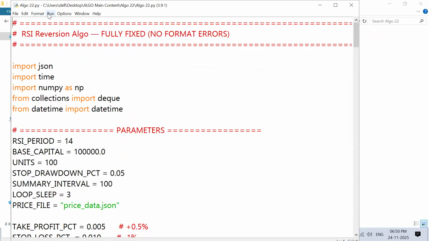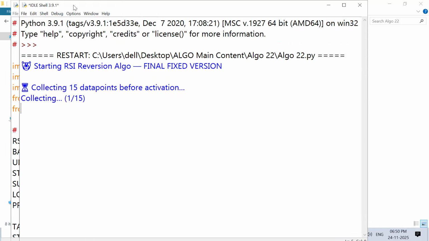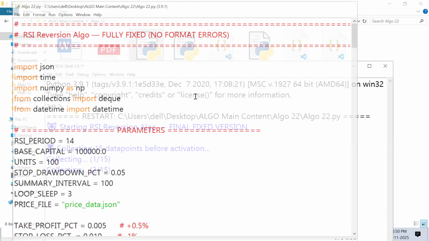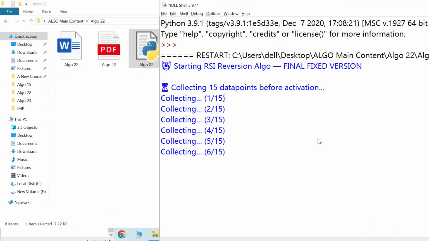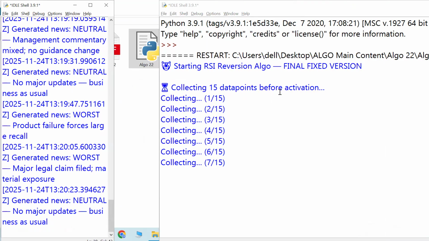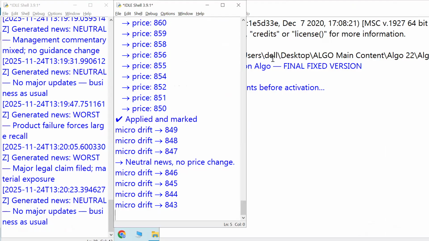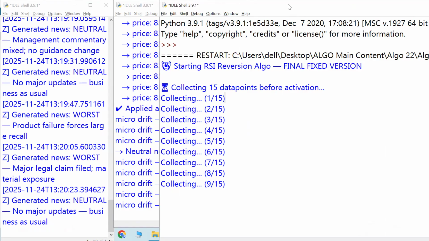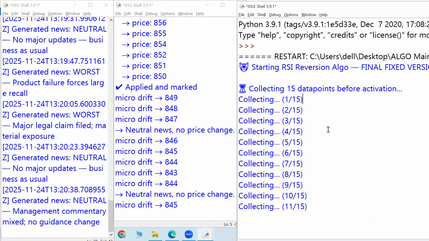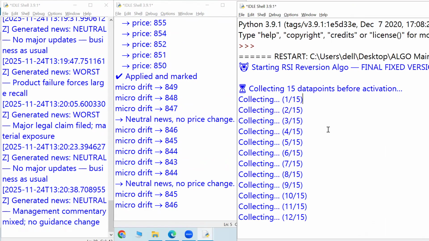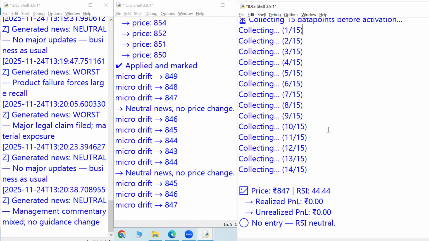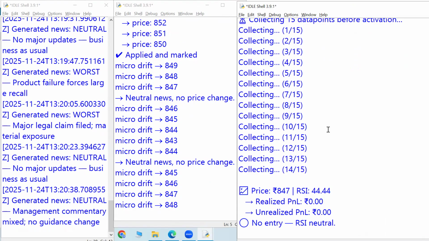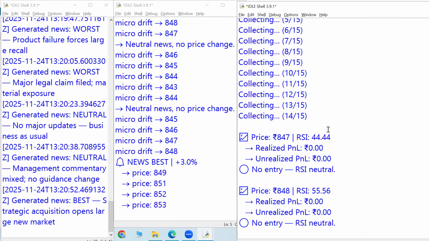So that I can show you. Okay, now we are in a phase of collecting the prices from the market, news flow, and market drift which is happening. Okay, see, the price has been collected, so the RSI will be calculated. The news is flowing continuously, randomly. Okay, the RSI is 44, no trade will be taken.